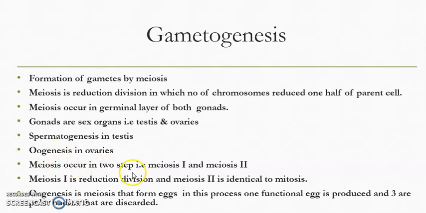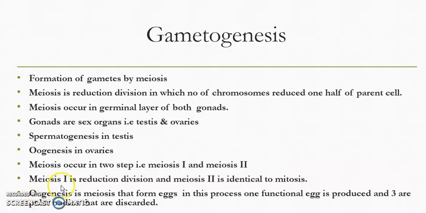Meiosis occurs in two steps, meiosis 1 and meiosis 2. Meiosis 1 is a reduction division in which the chromosome number is reduced to one half, and meiosis 2 is just like a mitosis. Meiosis 1 is that stage in which the crossing over takes place and genetic material is recombined. This is also very important.